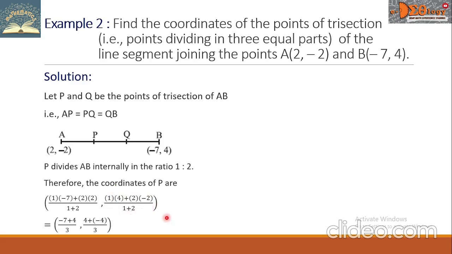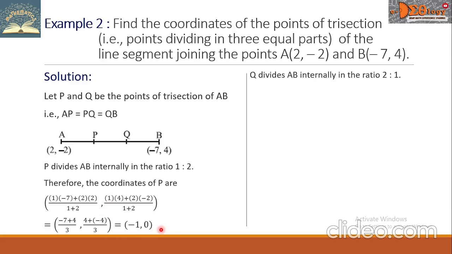We can simplify further into the x-coordinate becomes negative 7 plus 4 over 3. For the y-coordinate, it becomes 4 plus negative 4 over 3. We simplify the x-coordinate. Negative 7 plus 4 is negative 3. Divide by 3, that is now negative 1. For the y-coordinate, 4 plus negative 4 is 0. Divide by 3 is 0. So this is our coordinates of P.